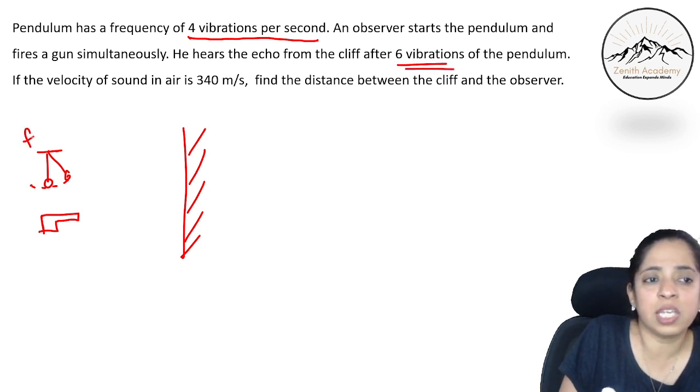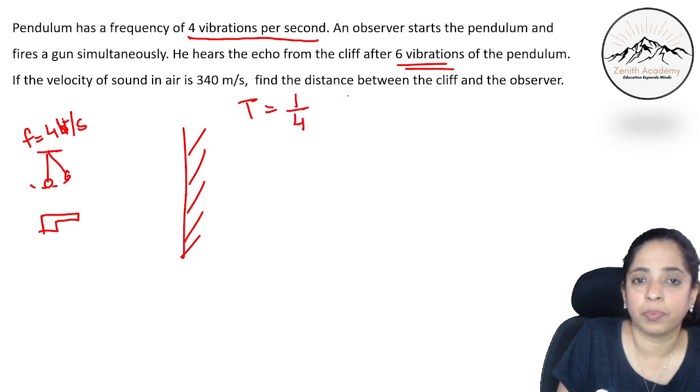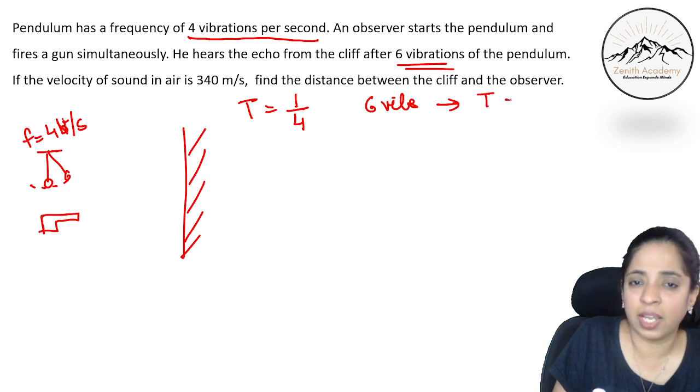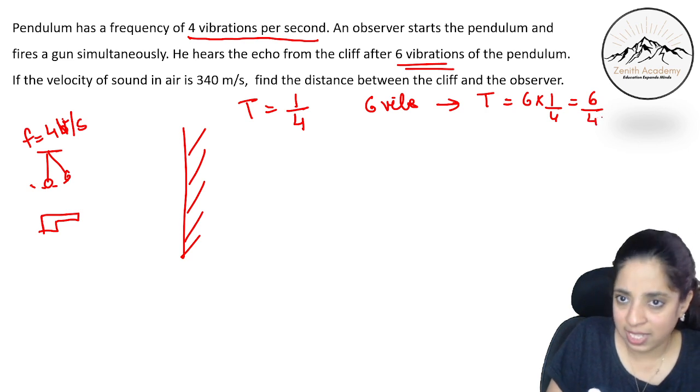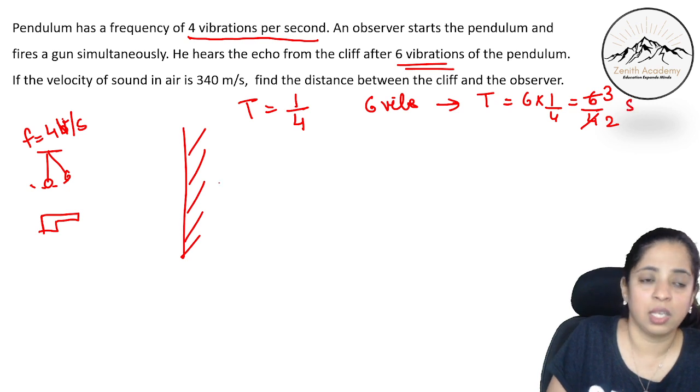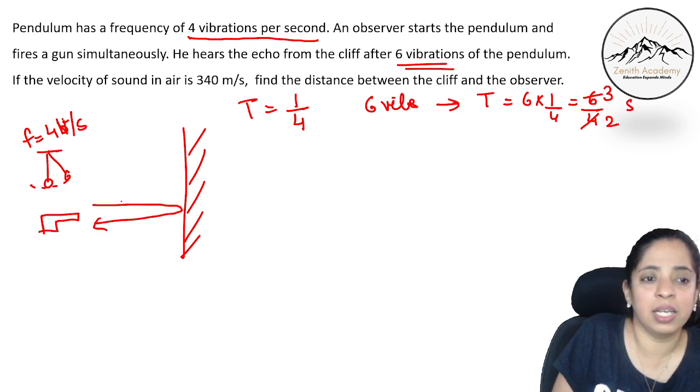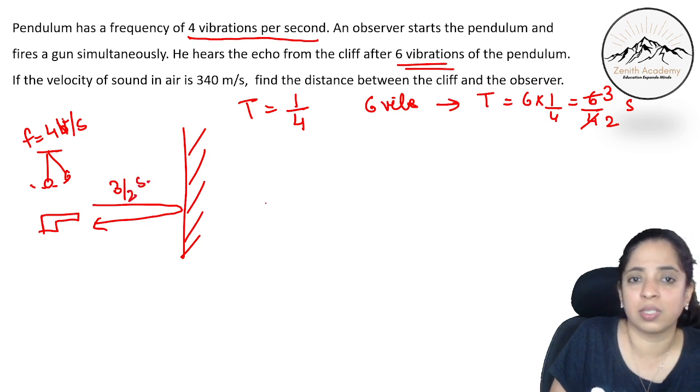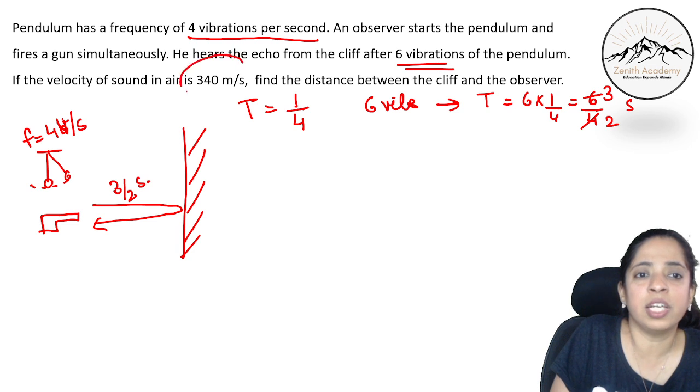So its frequency is 4 vibrations per second. So the time period is 1/4. Now there are 6 vibrations. Therefore the time taken will be 6 into 1/4. That is 6/4. You can cancel here itself, 2 2s are 4, 2 3s are 6. So 3/2 seconds, that is 1.5 seconds. Right. Velocity is given. You can find the distance between the cliff and the observer.